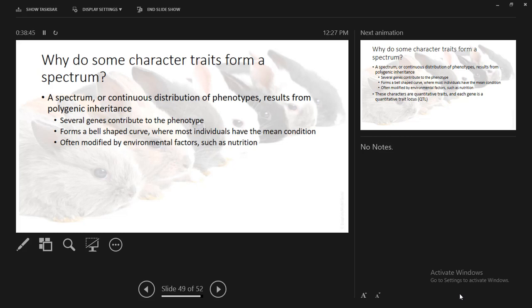So human height, we've been using this as an example. 80% is determined by genetic factors, and 20% is determined by environmental factors. So you could be genetically predisposed to being tall, but not get the proper nutrition necessary to actually make that happen. Or you could be genetically predisposed to be short, but you were exposed to growth hormones and you ended up growing taller than what you should have.